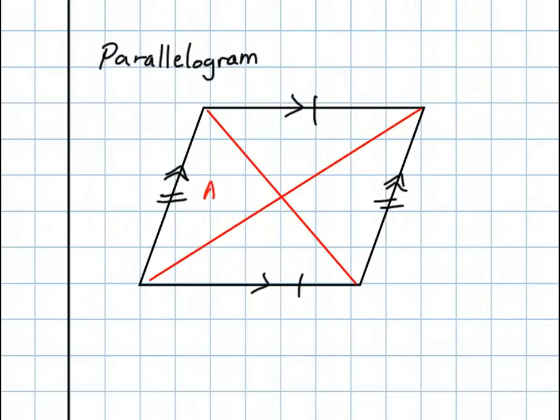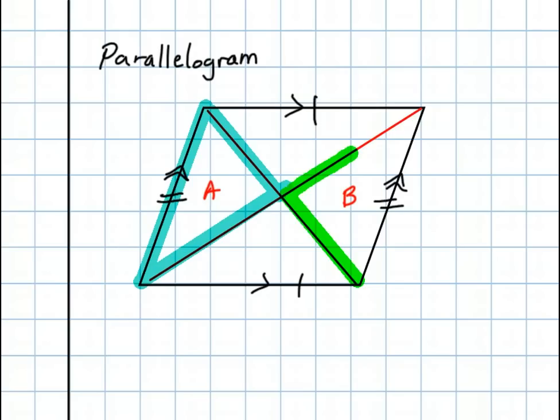Let's look at triangle A. That's this one here. And triangle B. That's this one here. I'm going to highlight that in green. Well, are they congruent? Let's have a look. We need to prove three facts, one of which has to be about sides. Well, immediately, by the nature of it being a parallelogram, this side here and this side here are the same. So that's one thing they have in common.